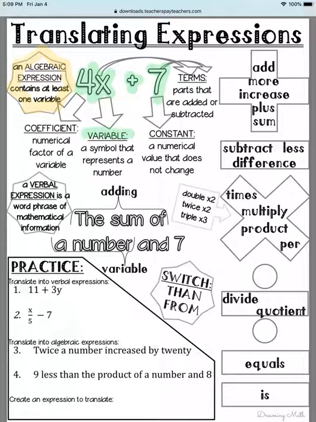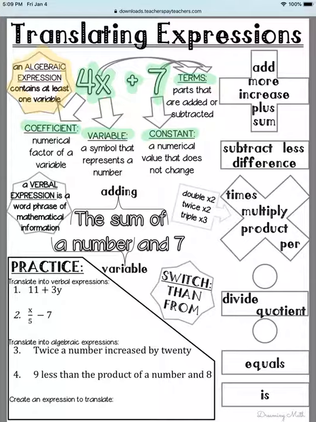The coefficient is the number in front of the variable. The coefficient is 4. And the constant is 7. 7 is a constant because it is a number. The value does not change. 4x and 7 are called terms. They're parts of the expression. They're added or subtracted. So in this case, 4x plus 7 has two terms.